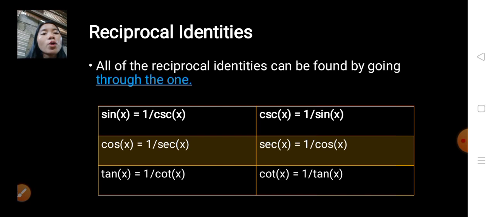Then, let's proceed to reciprocal identities. All of the reciprocal identities can be found by going through the one. So, sine x is equal to 1 over cosecant x. Cosine x is equal to 1 over secant x, then tangent x is equal to 1 over cotangent x. Then cosecant x is equal to 1 over sine x, then secant x is equal to 1 over cosine x, then cotangent x is equal to 1 over tangent x.